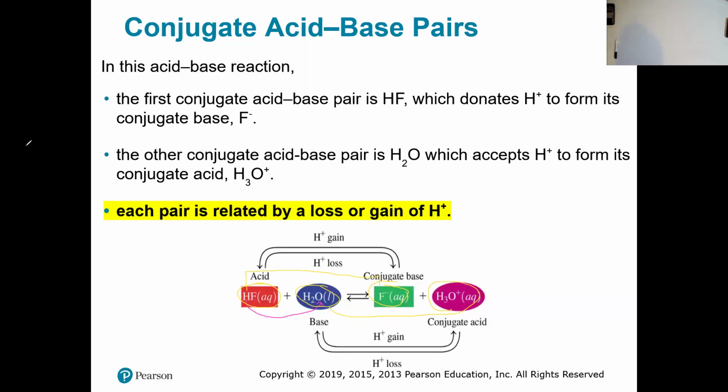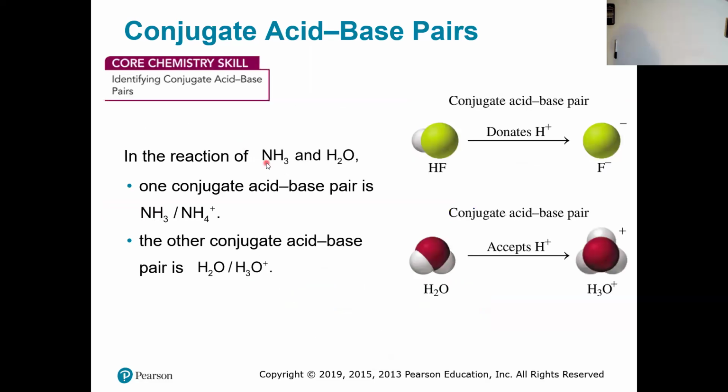But you'll notice that each of those things that we're calling a pair here, the difference between HF and F minus is one H plus ion. The difference between H2O and H3O plus is one H plus ion. We want to be able to recognize conjugate acid-base pairs, and we want to be able to recognize the conjugate acids and bases of particular compounds.